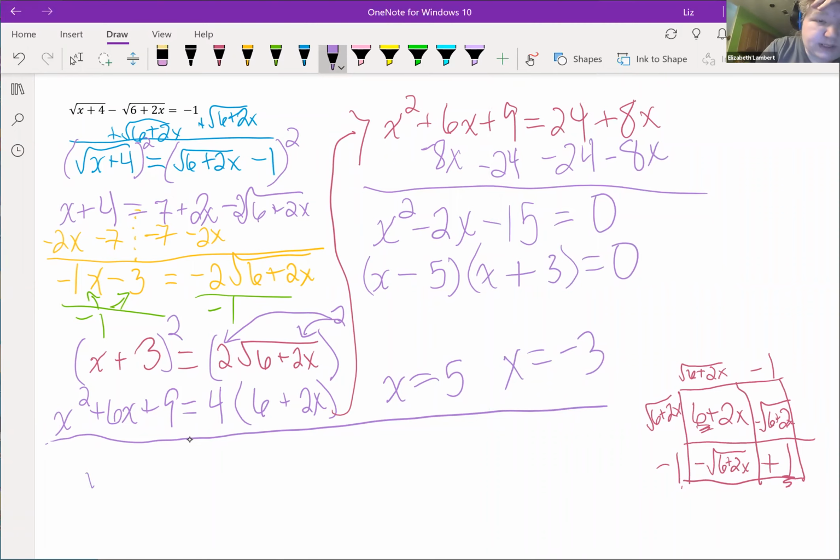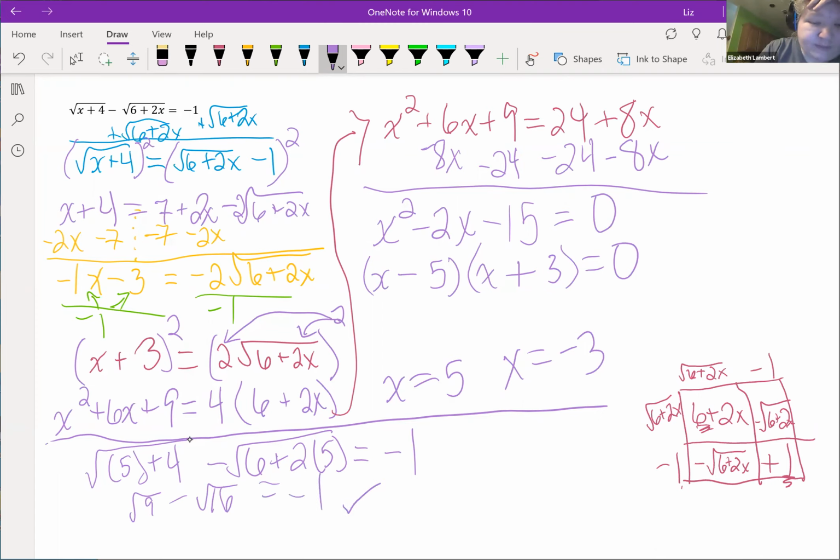So our first one is the ugly square root. This is going to be 5 plus 4, which your brain may be thinking 9. Yay, 9 square roots nicely. All right, this is already looking promising. Minus the square root. 6 plus 2 times 5, 10, 16. Ooh, 16 square roots nicely. Does that equal negative 1? Let's see. So like I said, square root of 9 minus square root of 16. That is 3 minus 4, which is indeed negative 1. 5 works. Now we just got to check negative 3.